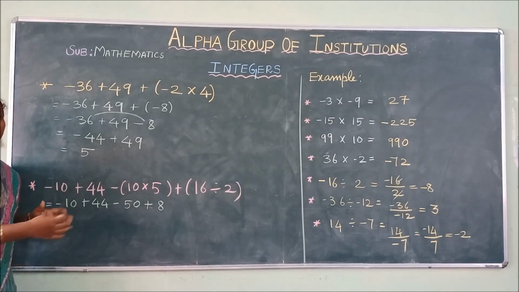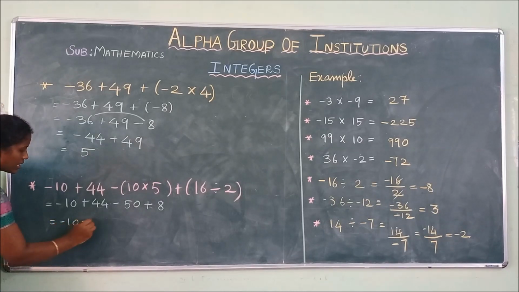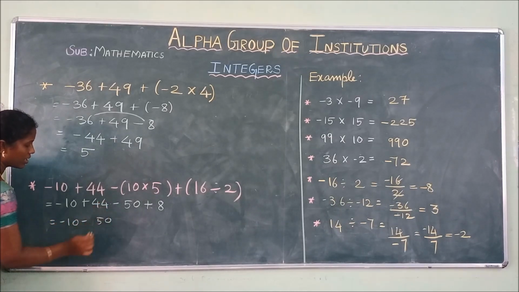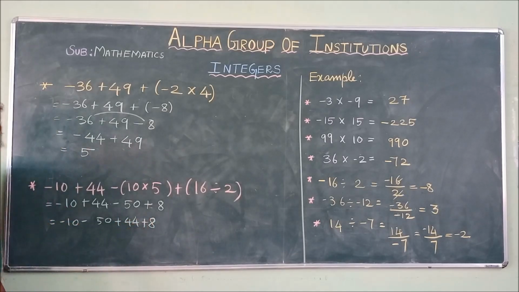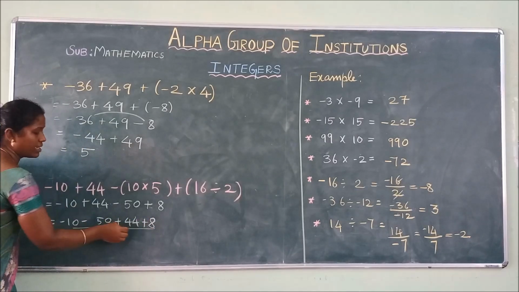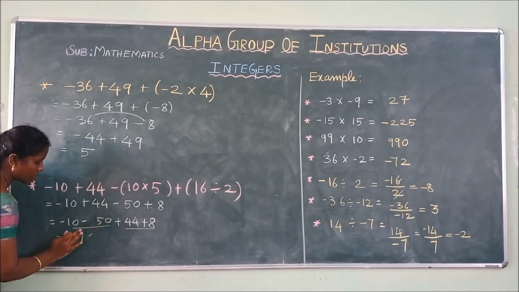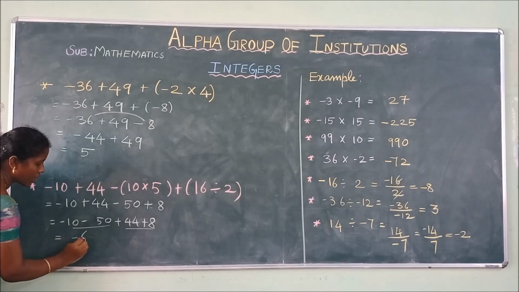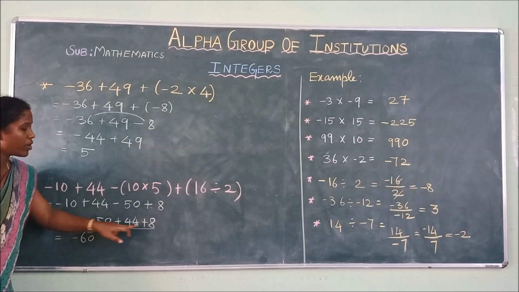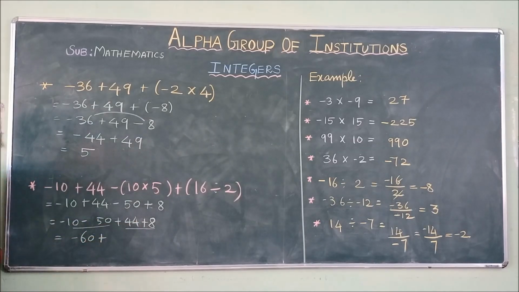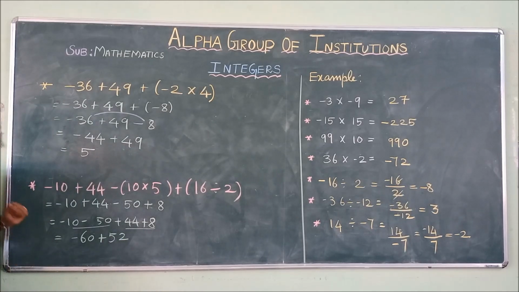How to solve? Just combine the numbers using the same symbol. What are the same symbols here? Minus 10 and minus 50 are the one pair, and the other numbers are plus 44 and plus 8. It is simple. I have to add the first two numbers and the next two numbers. First, add the first two numbers: minus 60, because minus minus is the same symbol, so we add and put the same sign. Here 44 plus 8, again the same sign, is 52.